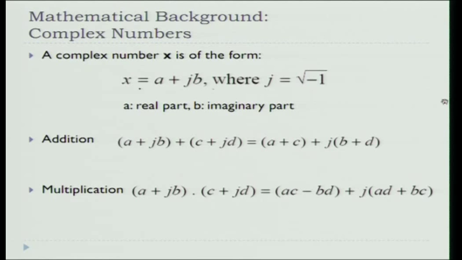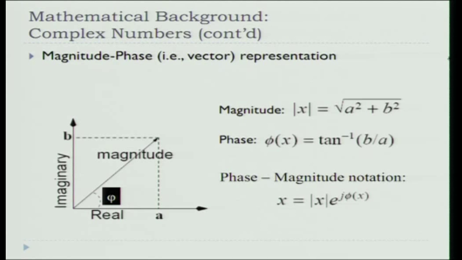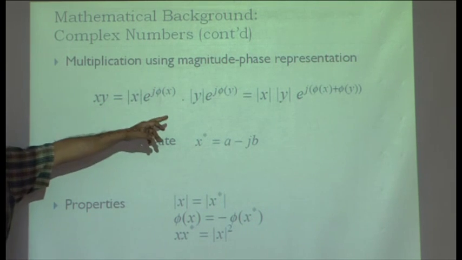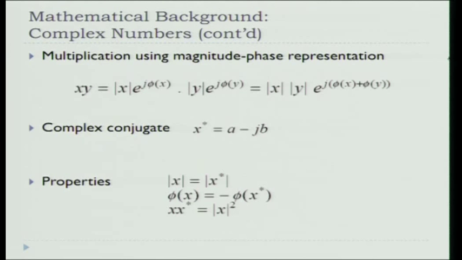Now, there is a term magnitude and phase representation. Magnitude is nothing but square root of a square plus b square and phase is tan inverse of b by a, and the magnitude-phase notation is absolute value of x e to the power j phi x. Now, if I write multiplication using the two magnitude-phase representations x and y, I can obtain magnitude of x dot magnitude of y e to the power j (phi x plus phi y).